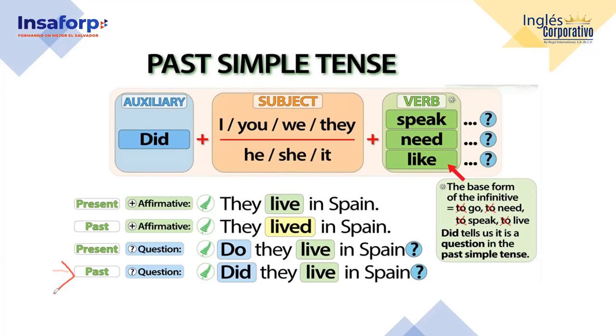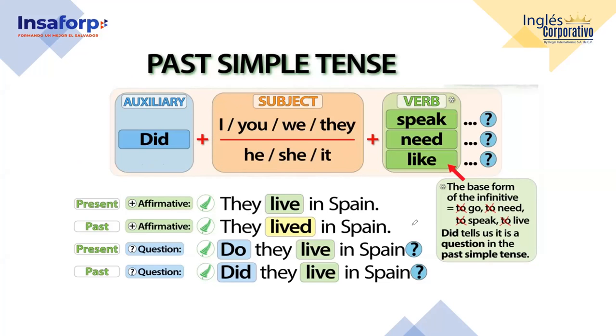As in the negative statements, for the yes no questions, we are going to use the auxiliary did. And the rest of the question is going to have basically the same structure as we use in simple present. We have here that structure. For the yes no question, we are going to start with the auxiliary that is did. Did for all the subjects.